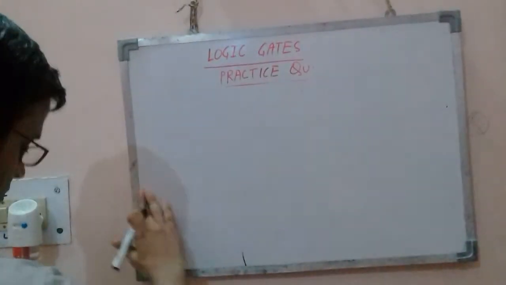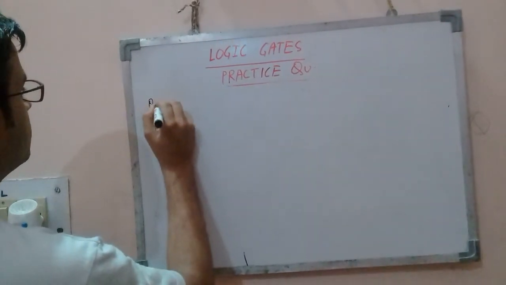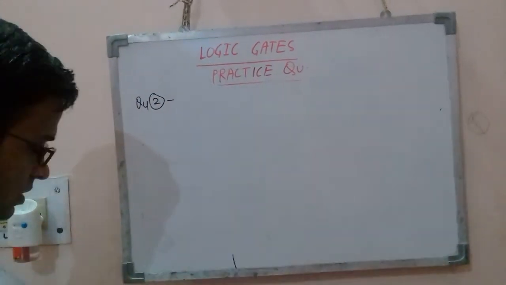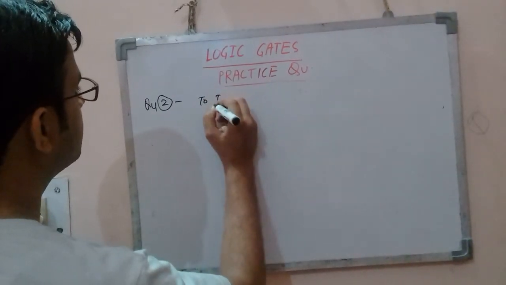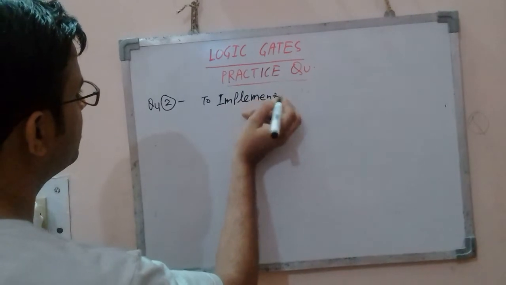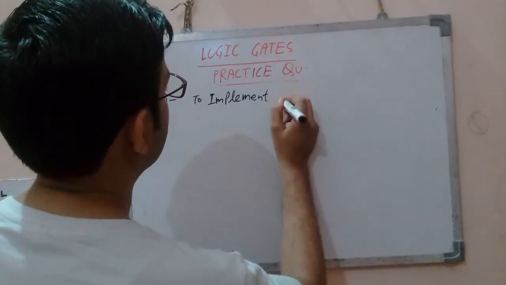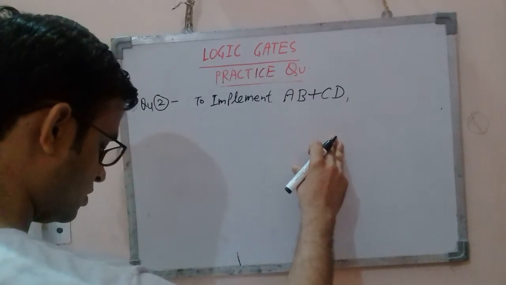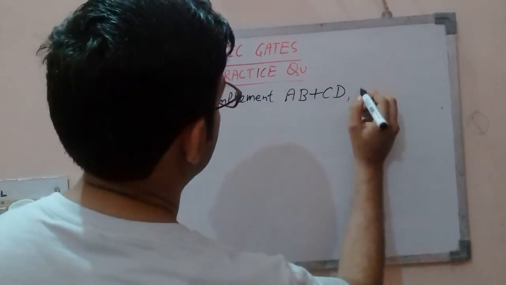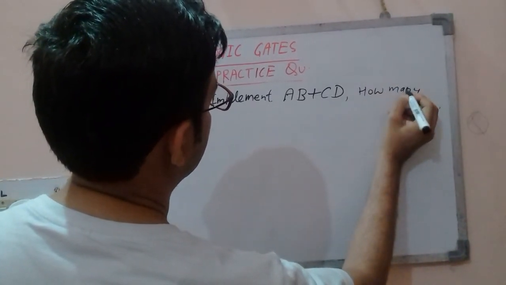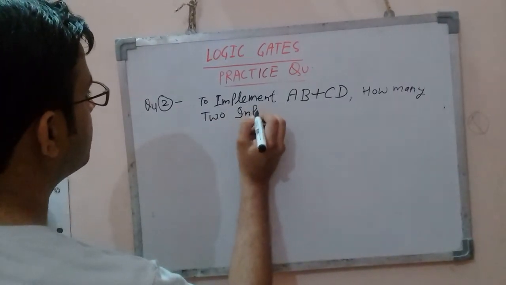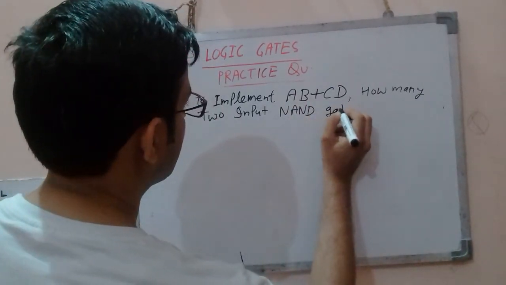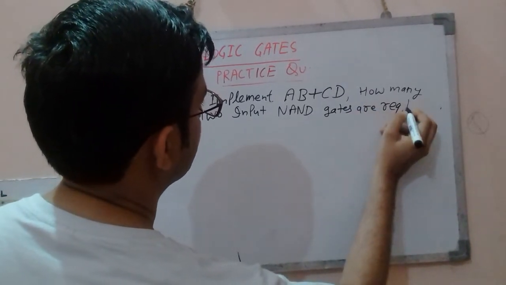Next question, note down. Question 2. To implement AB plus CD, how many minimum number of 2 input NAND gates are required?